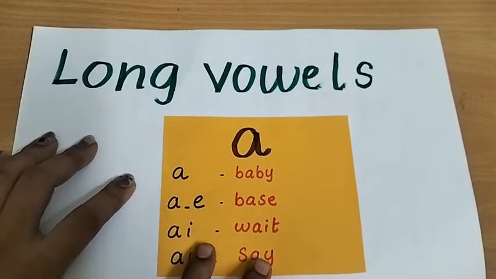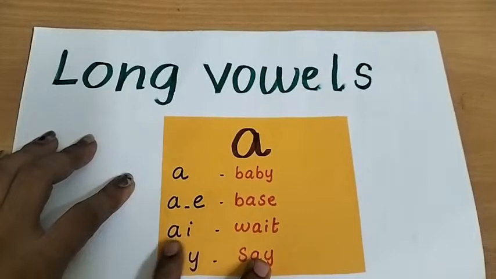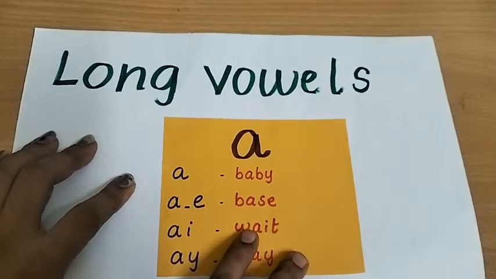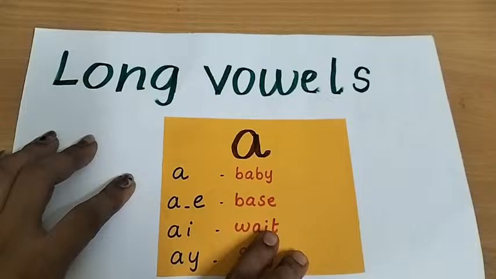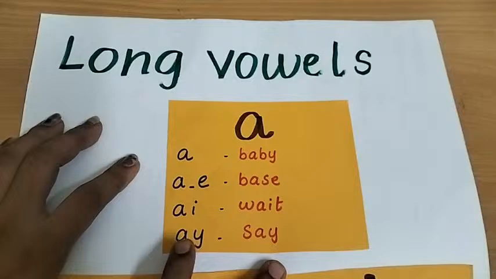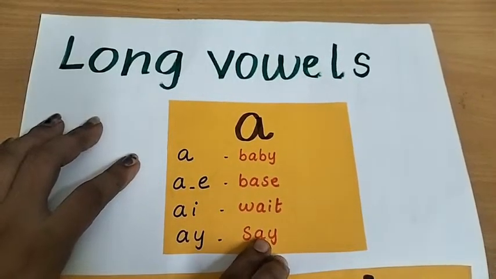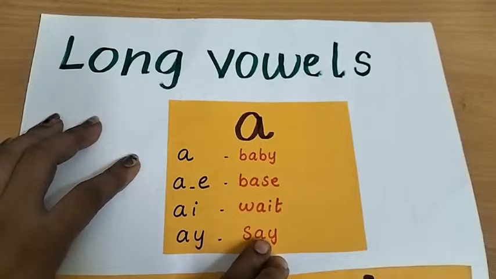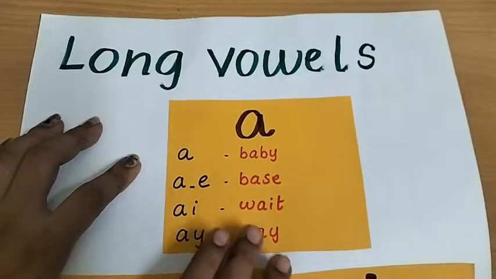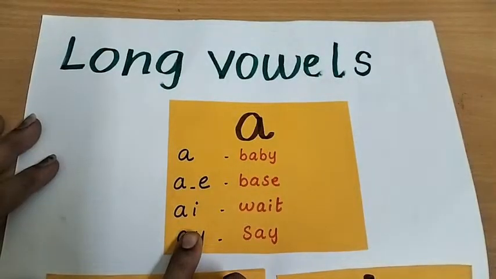Next is a, I. So if both these vowels come together, what you have to say is the first vowel's actual sound, that is w, a, t, wait. Okay. Next one is a, y. What sound you have to say? A, s, a, say. Okay. You should not say the phonic sound of the letter. You have to say the actual sound of the letter. Right? These are the places where we will be pronouncing a actual sound.